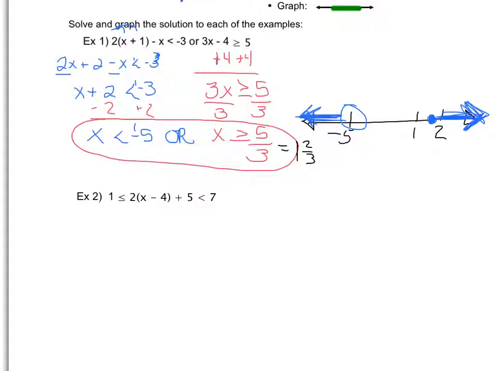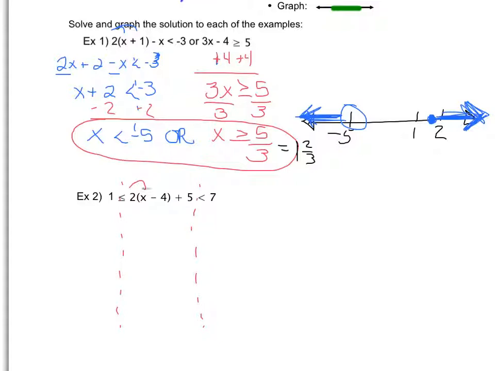My next example is an AND situation. I know it's AND because I have this one inequality with kind of three pieces, so to speak. I have my left side, I have my middle, and I have my right side. Notice sides are determined by the symbols once again. So I'm going to work the middle.